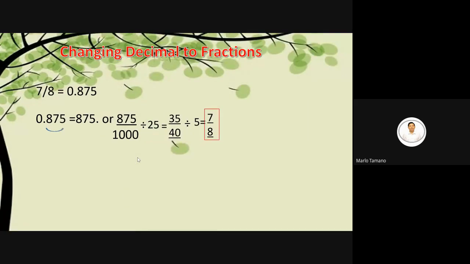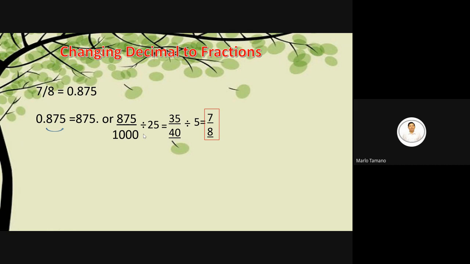Changing decimal to fraction, we have 7 over 8. That is equal to 0.875 or 875 thousandths. So, how? Tatlo naman po yung dadaanan ng decimal point. So, move the decimal point 3 places to the right, and it becomes 875. Okay? Then, of course, 875 over 1,000.